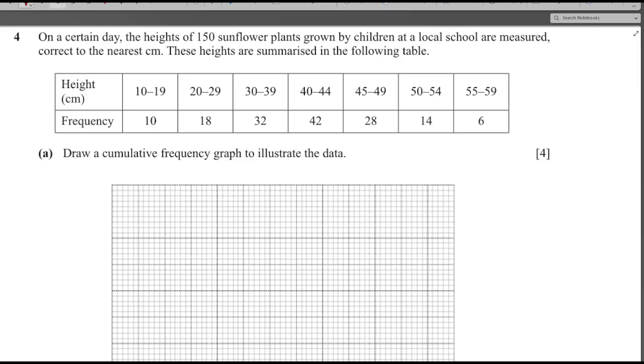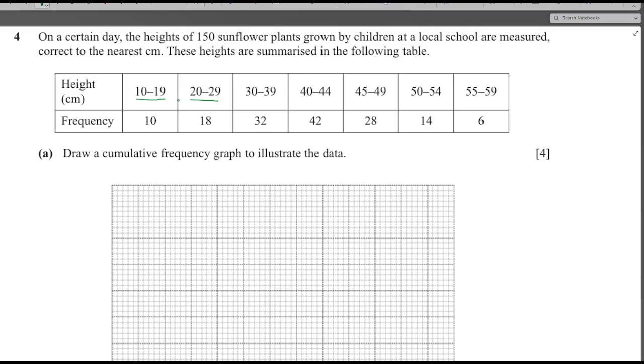Now, I have to draw the cumulative frequency graph. To draw it, I need the upper bound. Upper bound means, for the class interval, what is the upper limit? Here, I have a class of 10 to 19 and then 20 to 29. There is a gap of 1. Whenever we are doing problems related to cumulative frequency, the first thing is that there should not be any gap, right?